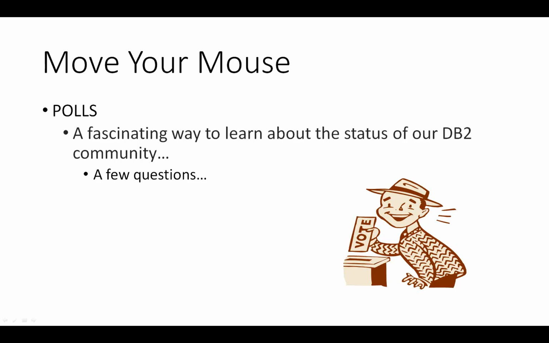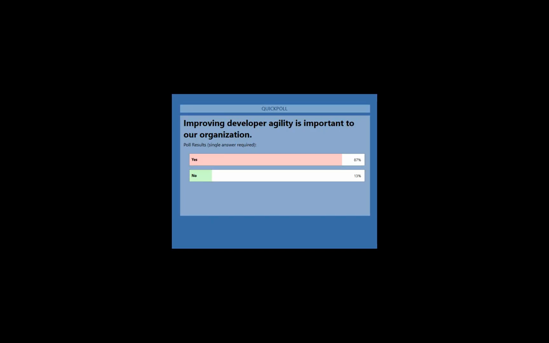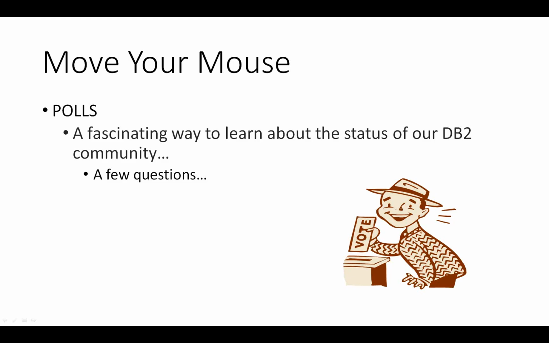And here's the last question I had kicking around: improving developer agility is important to our organization. It's interesting how quickly people have voted. Of course, this is a rather easy question, it's kind of yes, no, but having said that, let's close that off and share the results. That shows that 87% of the audience says yes. So that's important to know as well.